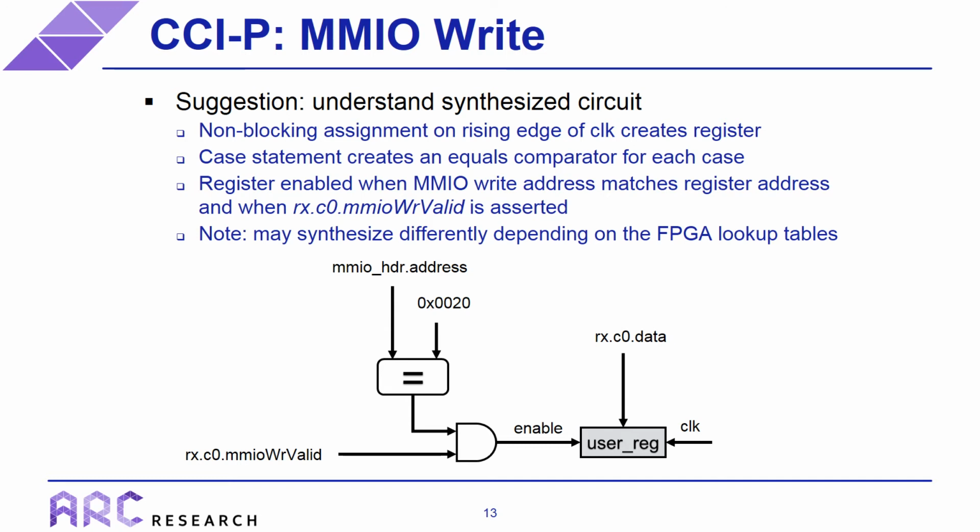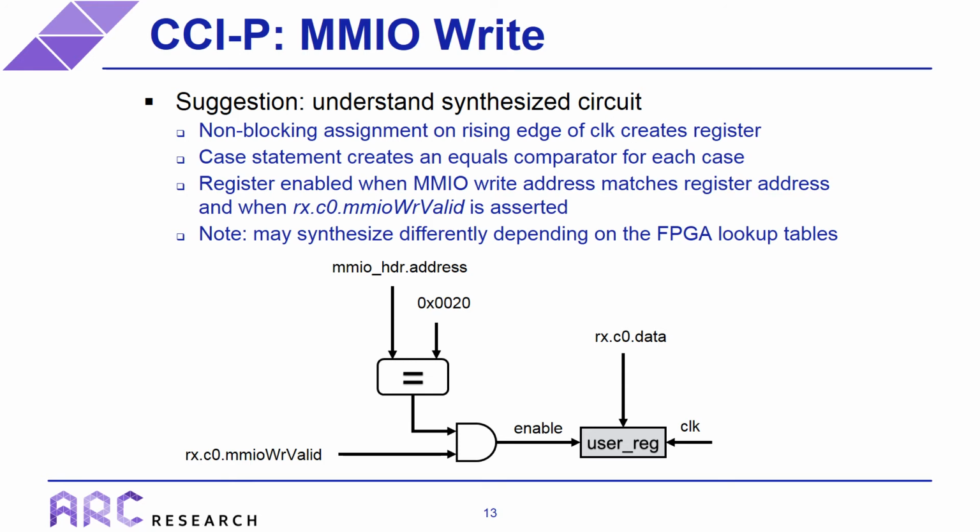We then had that case statement that compared the address with the address that we assigned to our register. So that's just going to become a comparator. And then the register is going to be updated anytime two conditions were true. First, when the address matches 0020, so when the address coming in from the processor matches the address of the register that we were trying to write to, and when the MMIO write valid signal is asserted.